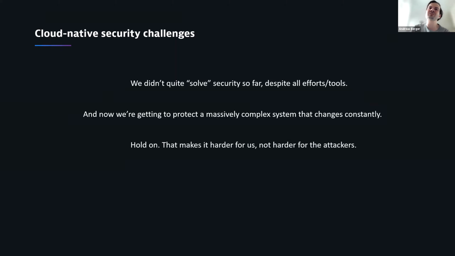So that makes it harder for us, not for the attackers. From the security guy's view, that's not really what we would want. We wanted to move that in the other direction. So that's great, or rather, it's not really good for us. So we've got to change the way we do security, and I'll explain in the following what I mean by that.